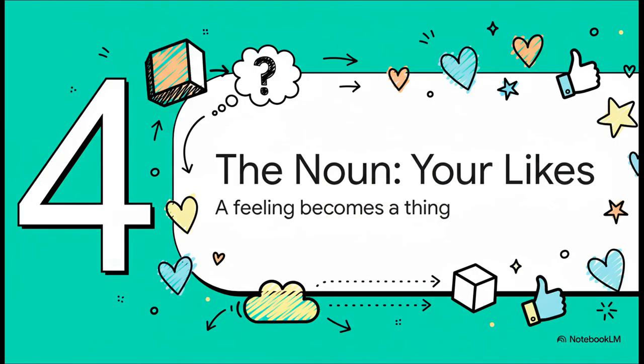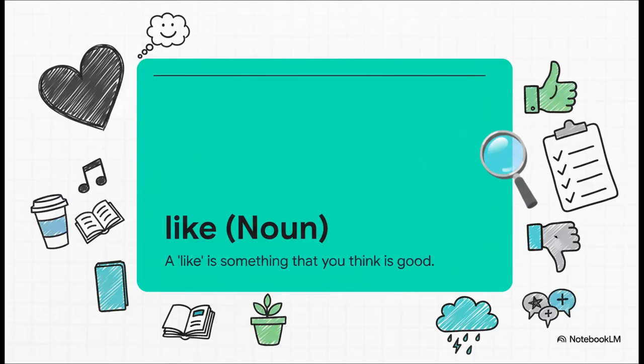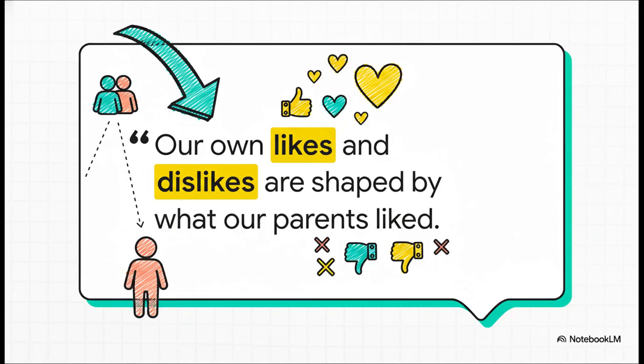Okay, so like can be a feeling and it can be a comparison. But what happens when that feeling becomes a thing, something you can actually talk about? Well, that's when like transforms into a noun. Here, the word changes to represent the object of your preference. It's not the act of liking anymore. It becomes the thing you actually like. Just think about how we talk about our likes and dislikes. This sentence shows the connection perfectly. Our likes, that's the noun, our preferences, are shaped by what our parents liked. That's the verb, the action they took. You can see how the noun is born directly from the verb.